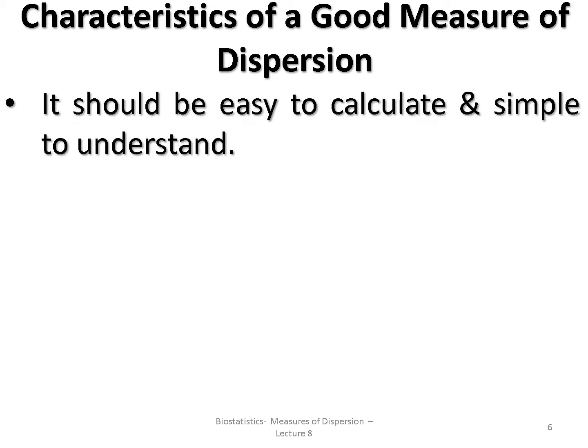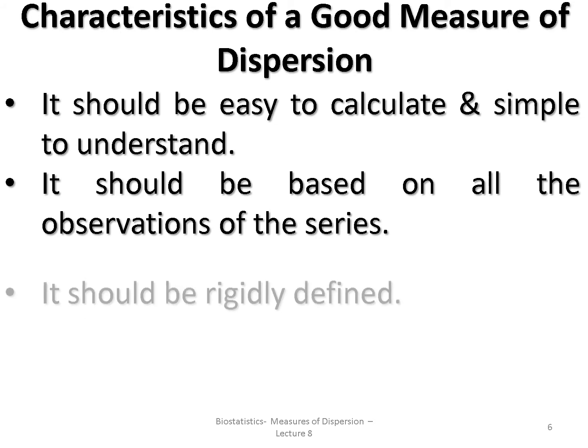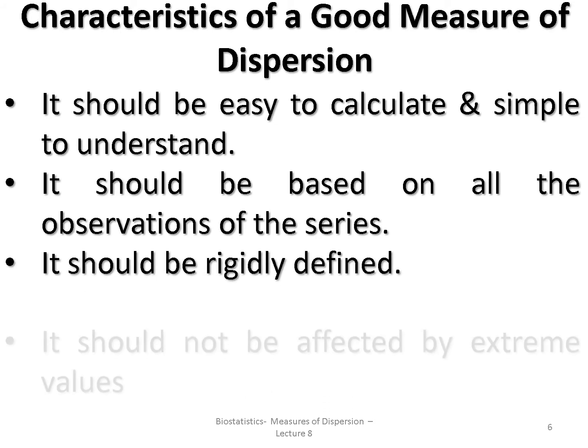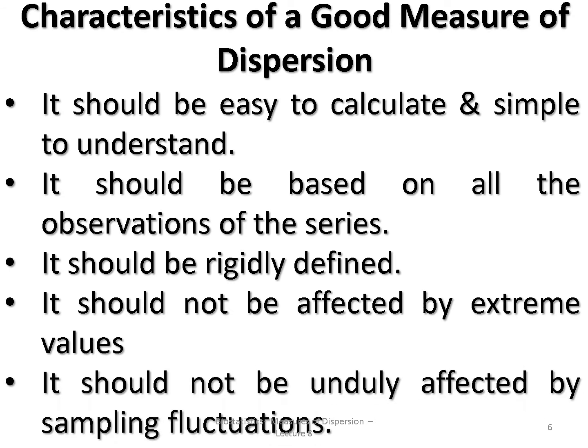And here are the characteristics of a good measure of dispersion. It should be easy to calculate and simple to understand. It should be based on all the observations of the series. It should be rigidly defined. It should not be affected by extreme values, and it should not be unduly affected by sampling fluctuations. So having all these characteristics, we can say that it is a good measure of dispersion.